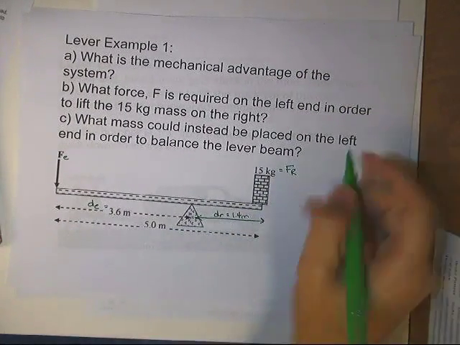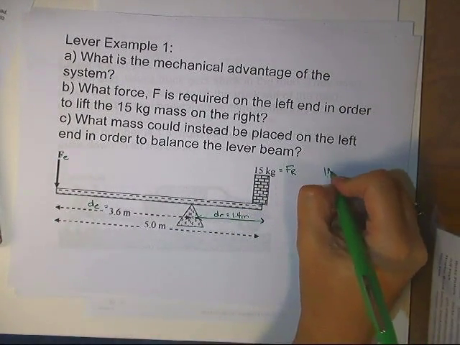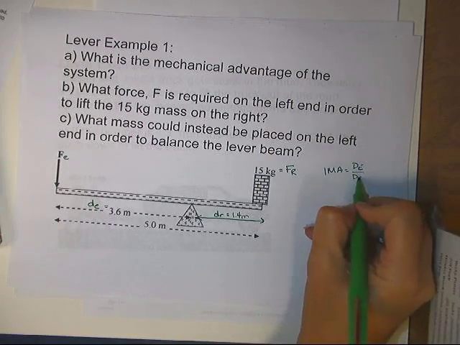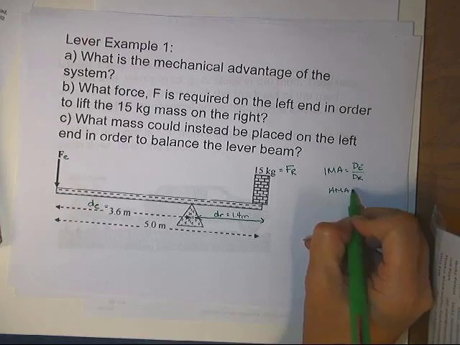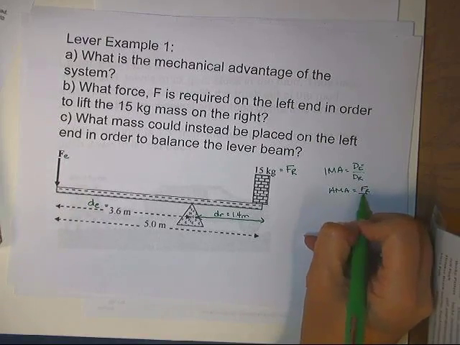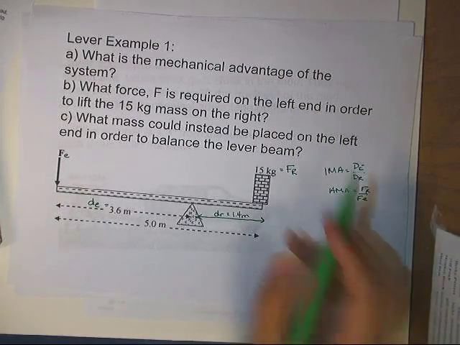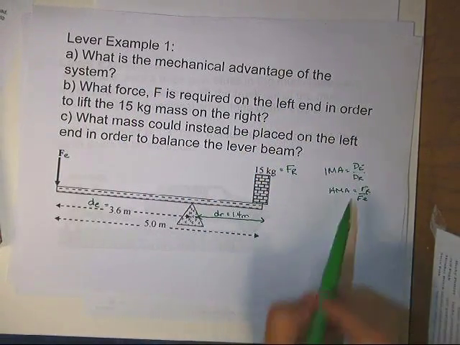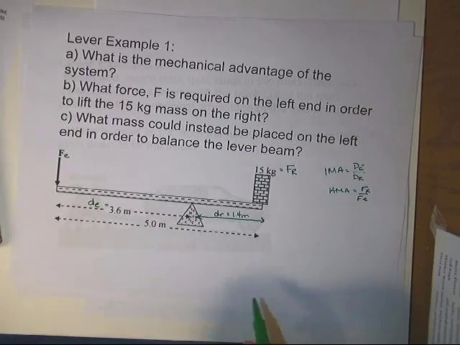Then I want to write down my two formulas. IMA equals DE over DR. AMA equals FR over FE. And then I'm going to look at my problem. What is the mechanical advantage of the system? Well, which one do I need to use? We can use either one because they're going to come out the same.